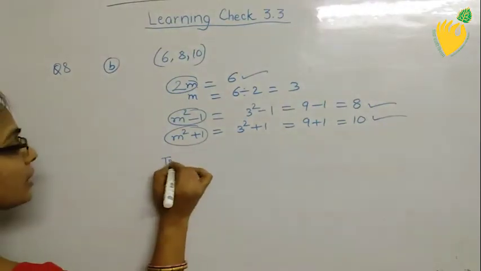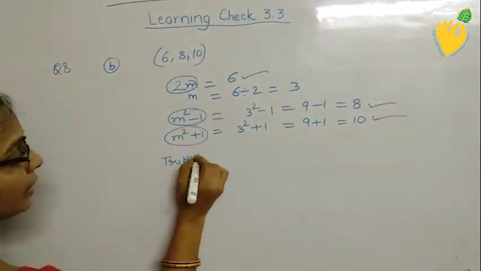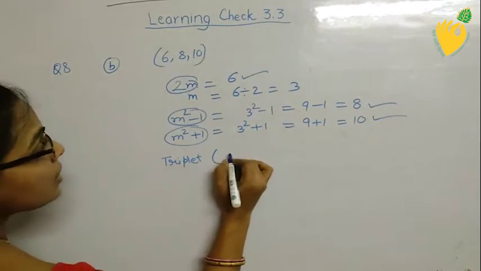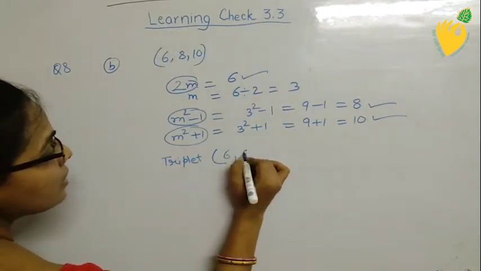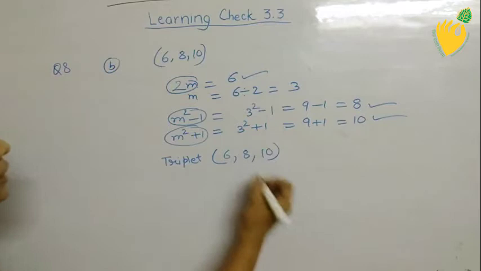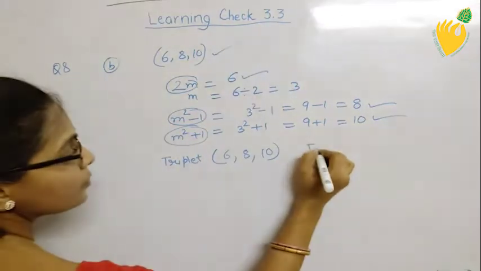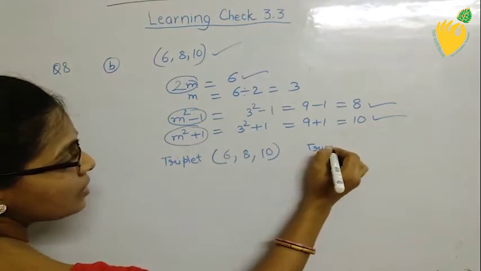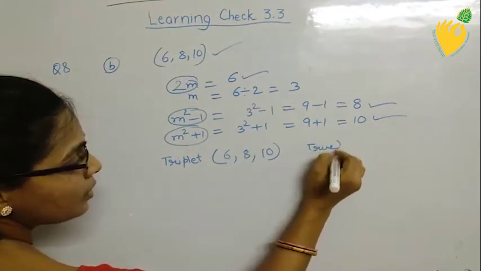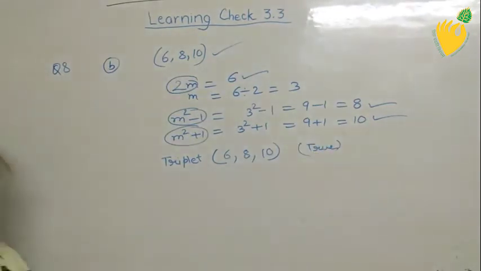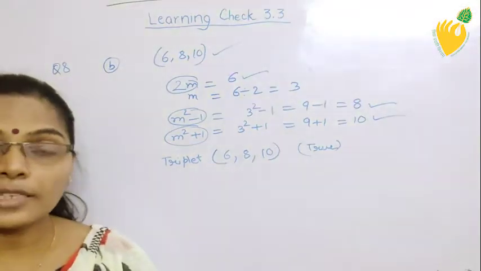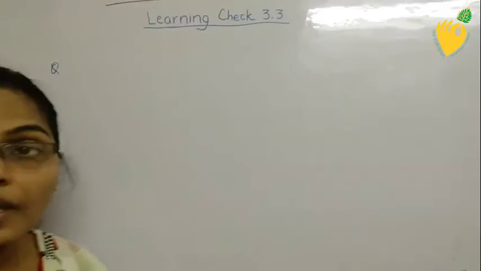So you can write the triplet is 6, 8 and 10, and here it is 6, 8, 10. So this is correct. This is a Pythagorean triplet. Similarly, you can check the other parts of this question. Let's see another one.